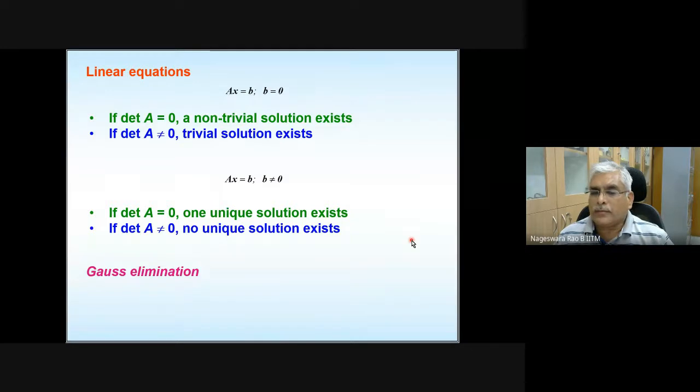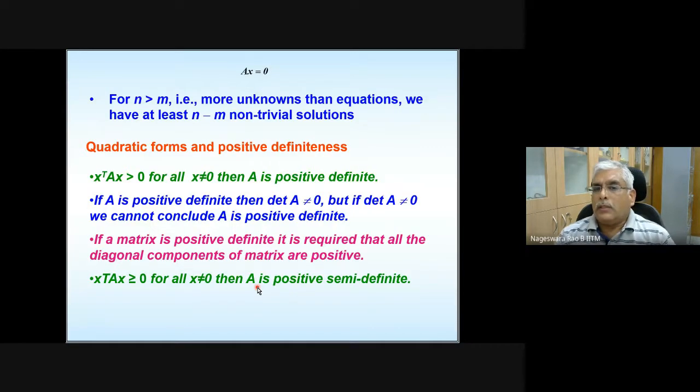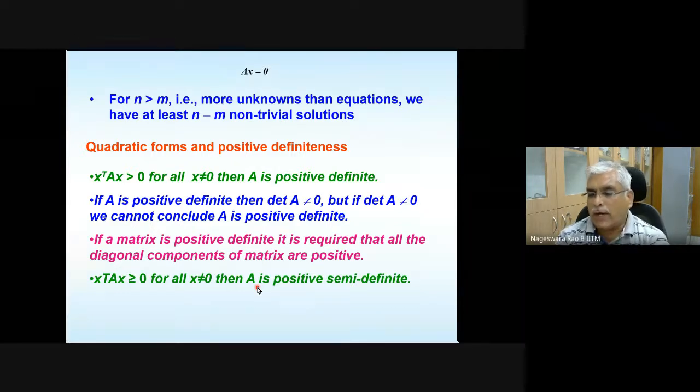Okay? And also the Gauss elimination method. And what is the quadratic form, and what is positive definite?